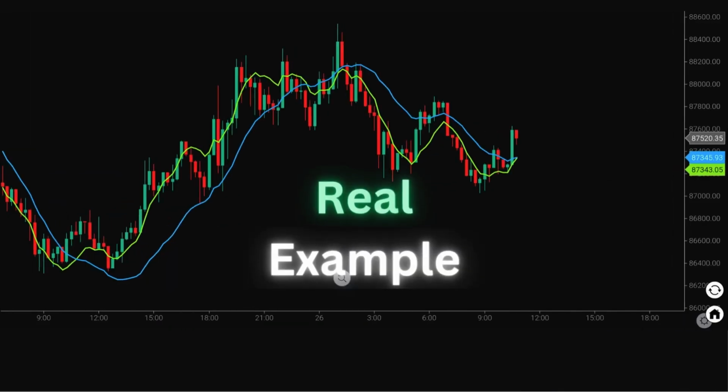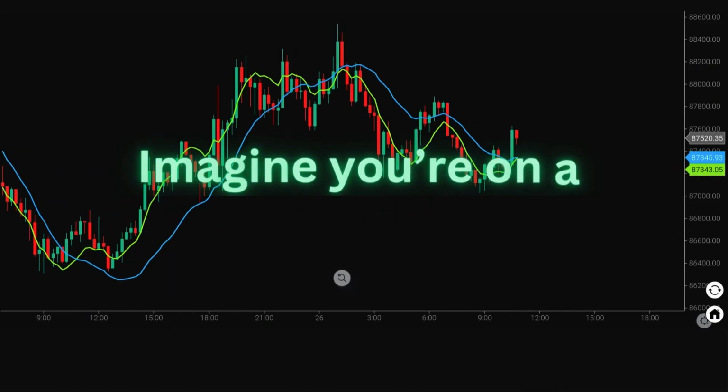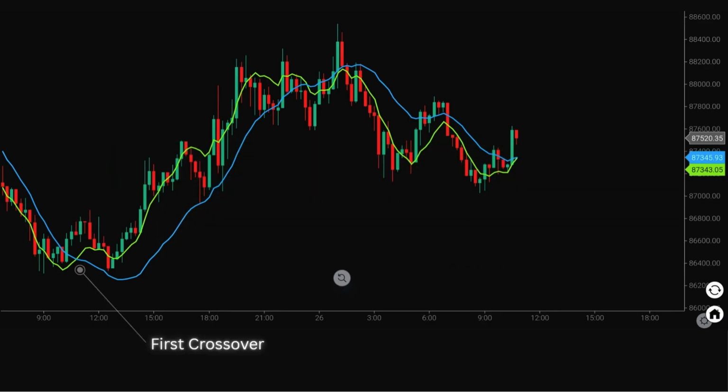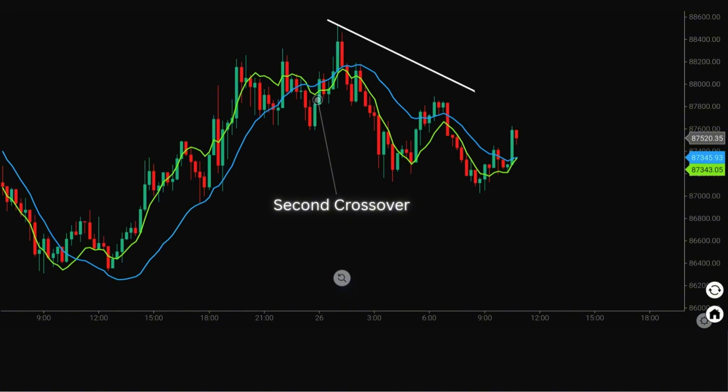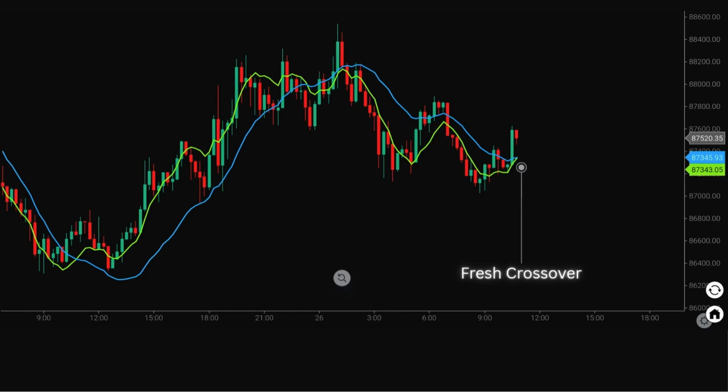Let's walk through a real example. Imagine you're on a 15-minute chart. You see the first crossover, 20 crosses above the 50. Price continues to move upward. That's a win. Second crossover, 20 crosses below 50. Price drops afterward. That's another win. Now we get a fresh crossover upward. Since the last two were successful, we enter a buy.